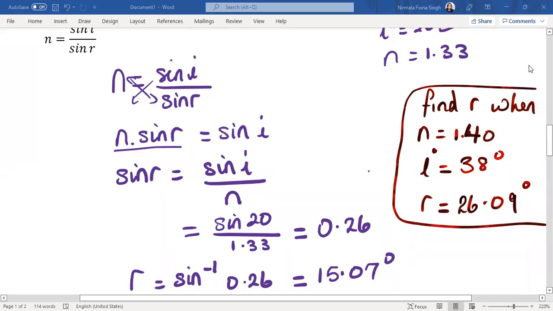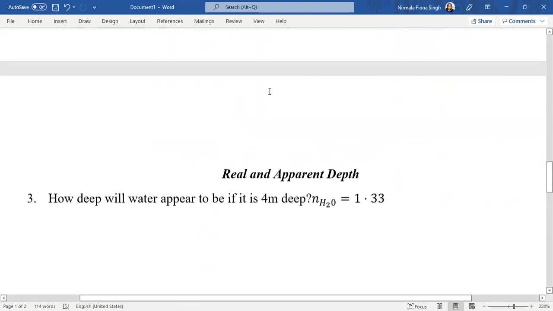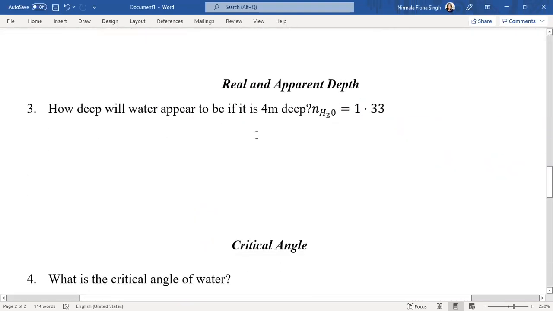Okay, so everybody did pretty okay with this question. So let's go on to the next one. This is the simplest version. We have here, how deep will water appear to be if it is 4 meters deep? Now the refractive index of water is 1.33.